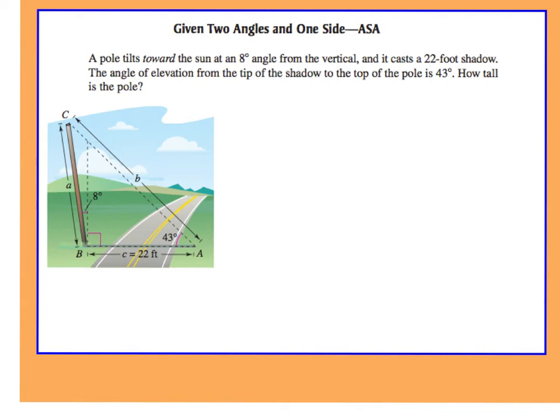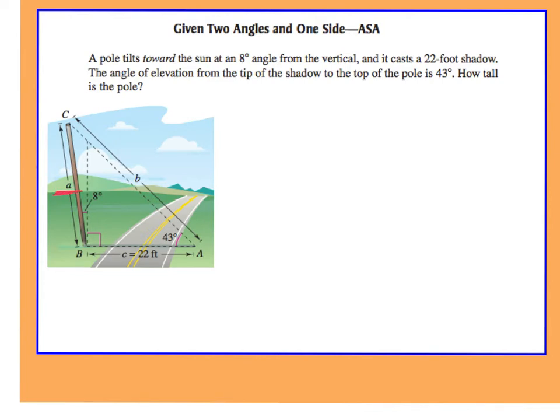A pole tilts toward the sun at an 8-degree angle from the vertical, and it casts a 22-foot shadow. The angle of elevation from the tip of the shadow to the top of the pole is 43 degrees. How tall is the pole? Fantastic. It's kind of given in our picture here. Eventually we need to solve for side A. That's what we're trying to solve for.